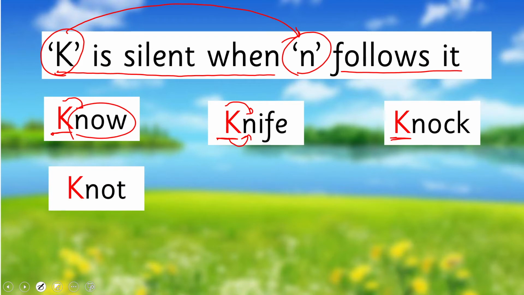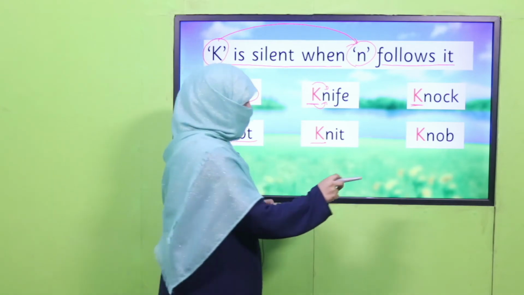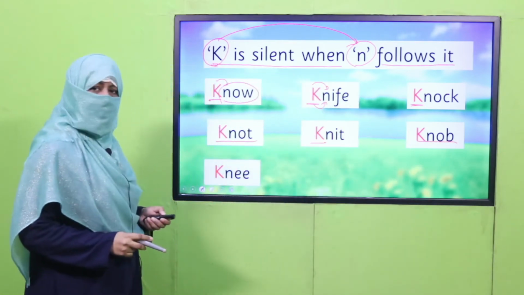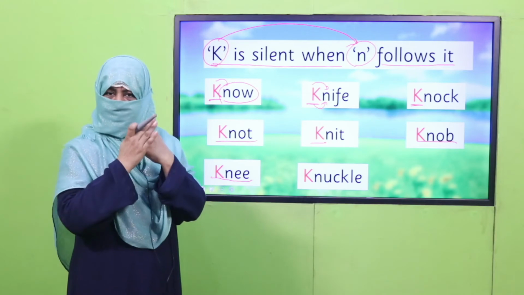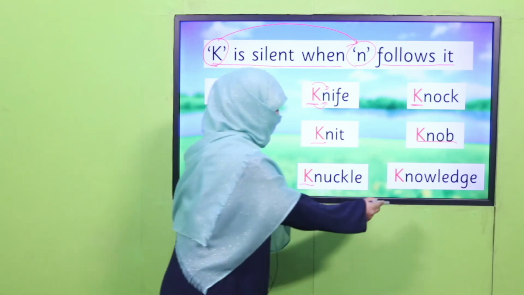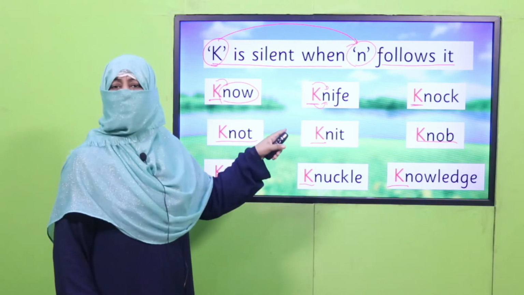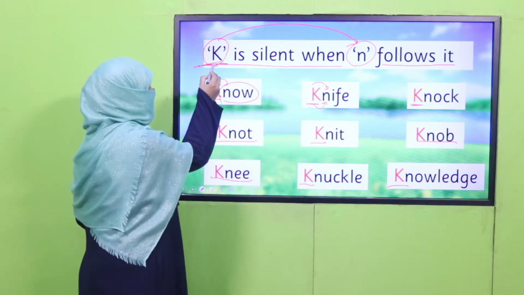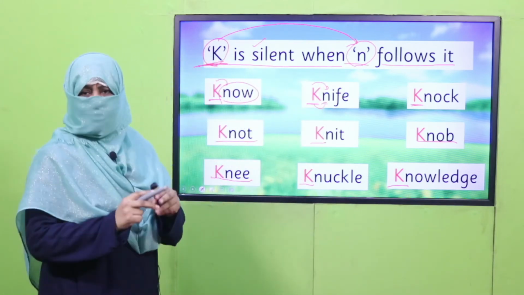Knot, you know, when you tie something, knot. So this K is again silent. Knit, knitting. So this K is silent. Knob, the handle, anything which you move, knob. This K is silent. Knee, your knee. So this K is again silent. Knuckle, knuckles. That's your knuckle. So this K is silent. And knowledge, this K is silent. Got it? Because in all these words, K is followed by N. That's why we will not say this K. This is silent and we will just pronounce from N. You got it? So this is a very simple rule.